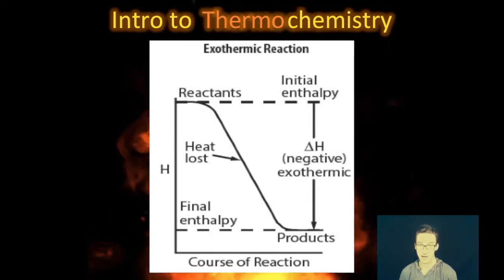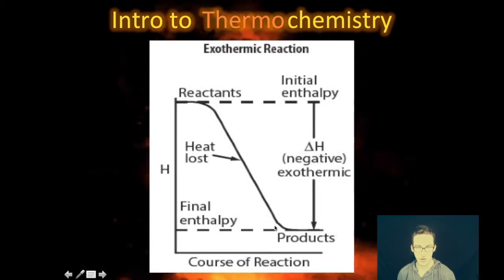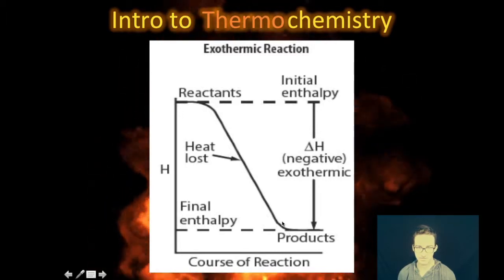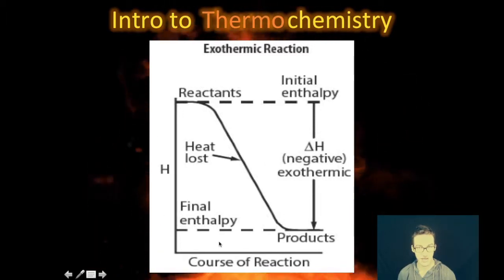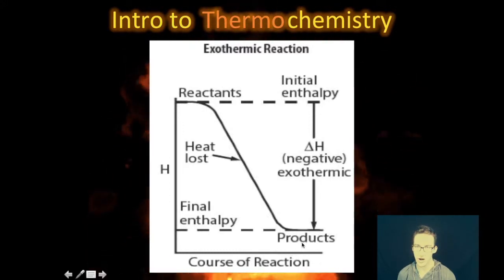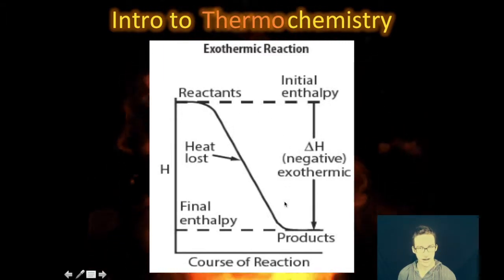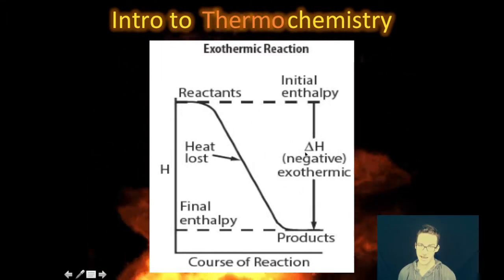In this particular energy diagram that you see, you've got your reactants here, your products here. As the reaction proceeds, we find that our products exist at lower energy than our reactants do, and therefore our change in enthalpy will be negative.